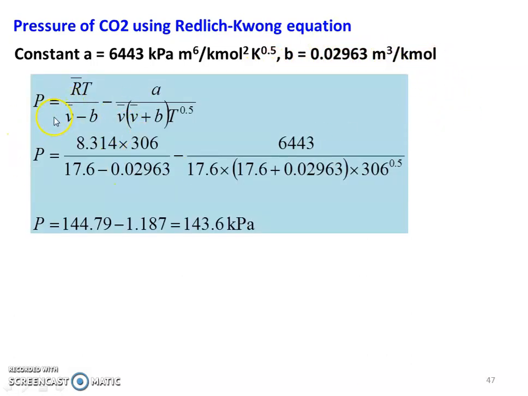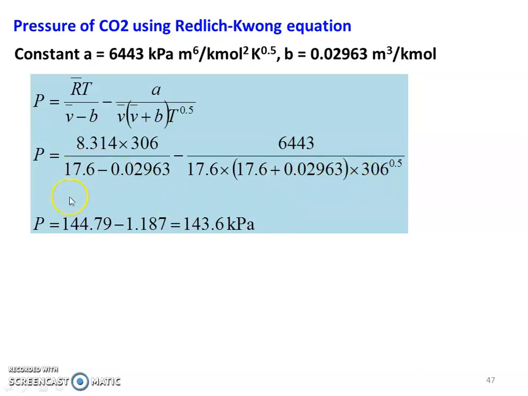So P equal to R bar T divided by V bar minus B, minus A by V bar into V bar plus B into T to the power 0.5. Substituting all the constants, pressure P equal to R bar 8.314 into 306 divided by 17.6 minus 0.02963, minus A equal to 6443 divided by V bar 17.6 into 17.6 minus 0.02963 into 306 to the power 0.5.